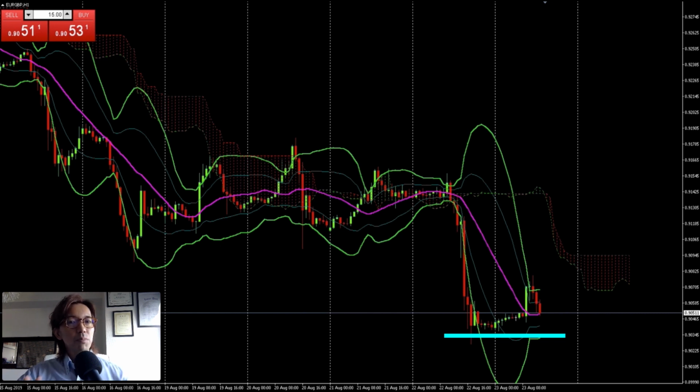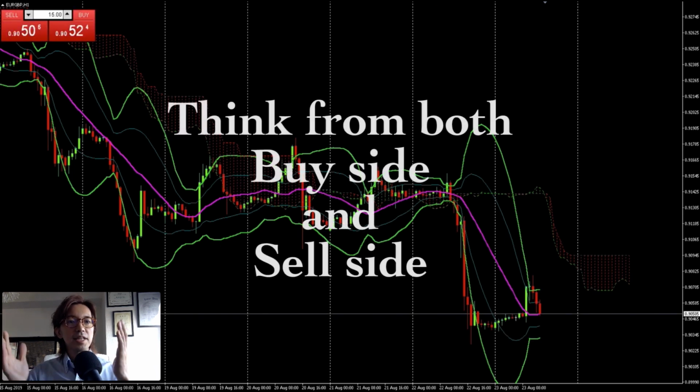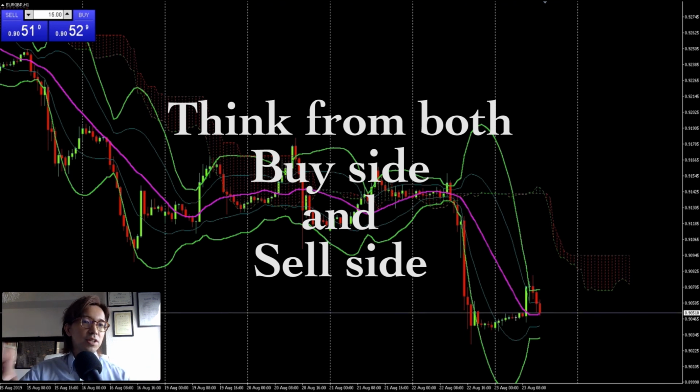And that's why it's important to see a chart from multiple viewpoints so that you won't be biased toward just one direction. So whenever you place any orders, always think from the buy side and the sell side, then you make your own call. That way you won't be fooled by the price action that you didn't expect.